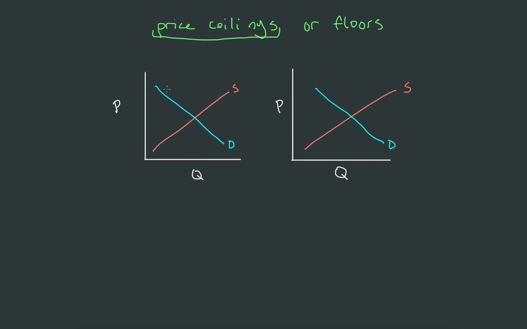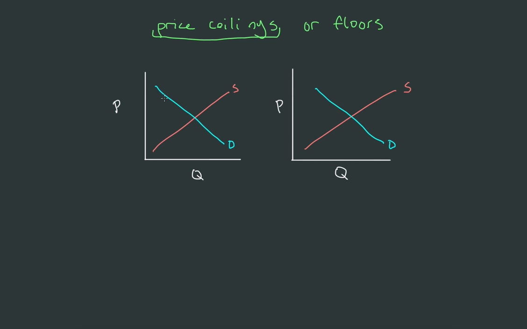A price ceiling is where the government sets a maximum price for a good or service. This is a legally established maximum price. So if anyone were to set a price over that price, that would be illegal, and they could be fined or jailed or whatever. Congress has set the rules for that.